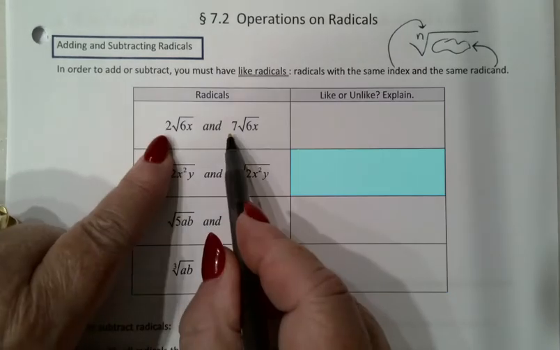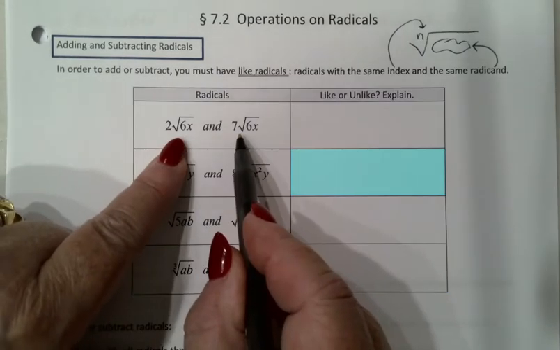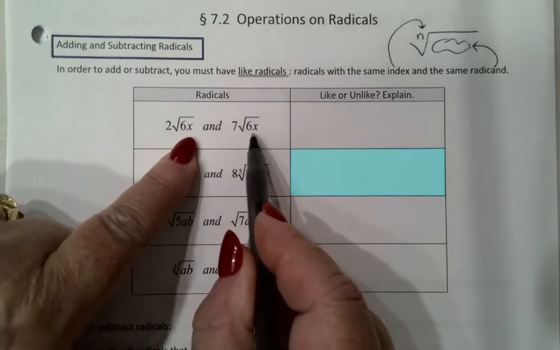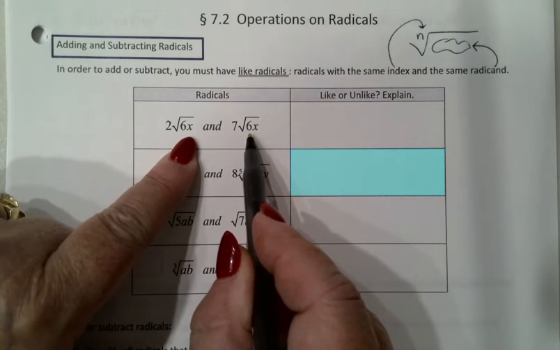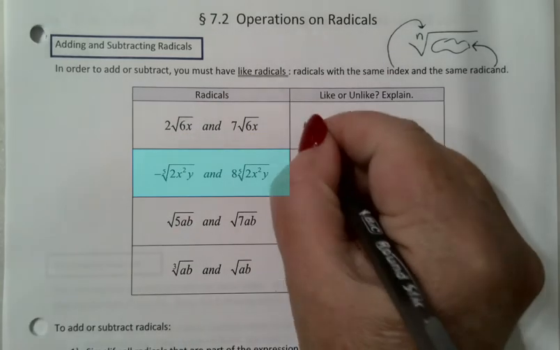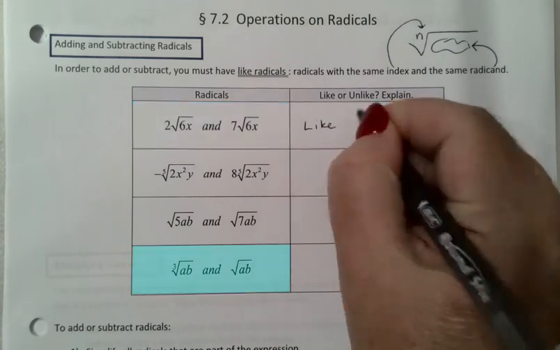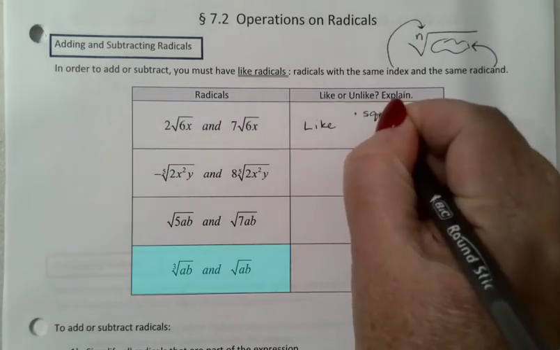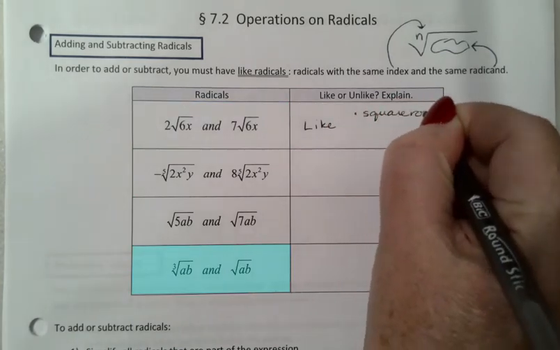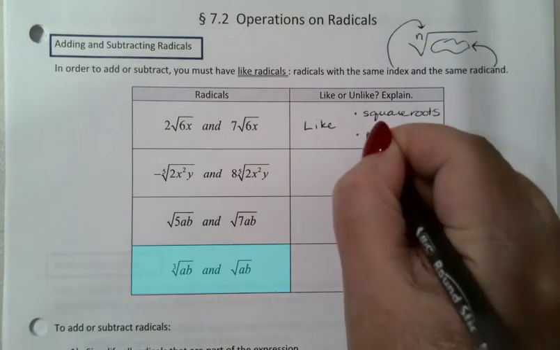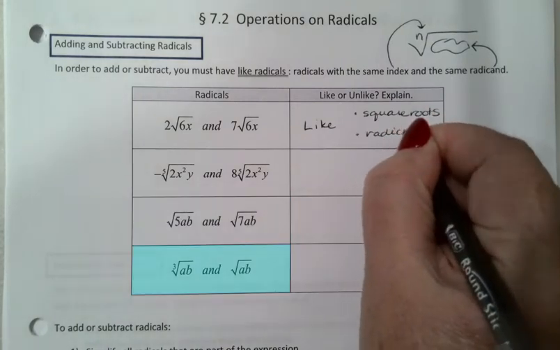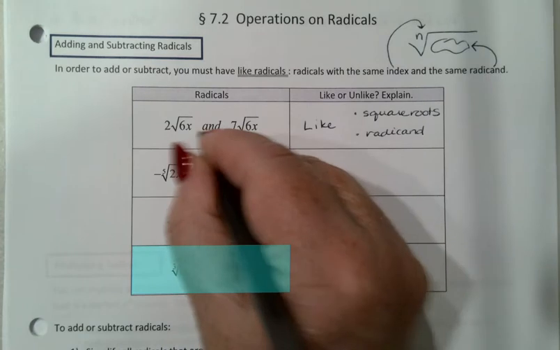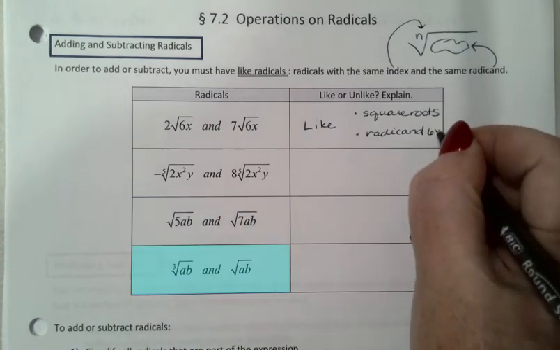So for example, here, they're both square roots, and the radicand is 6x for both of them. So these are like. Both square roots. Both have the same radicand, 6x.